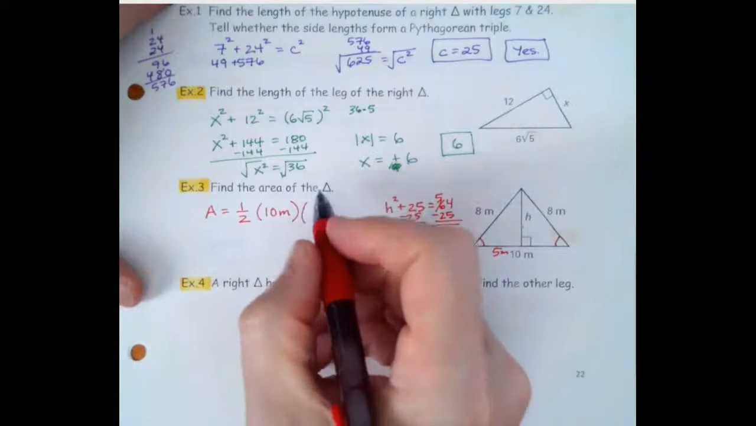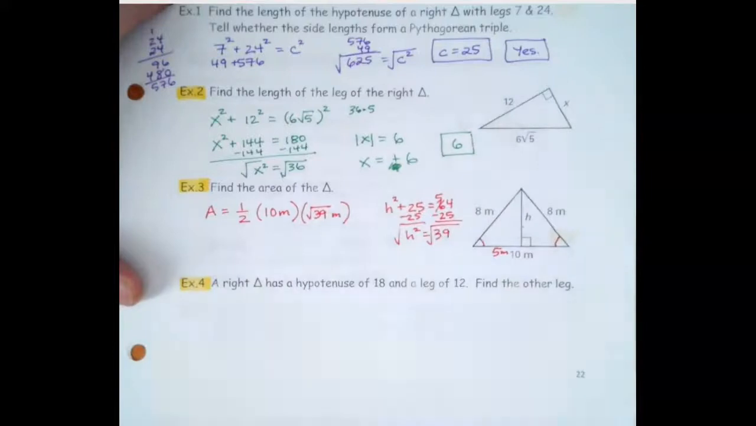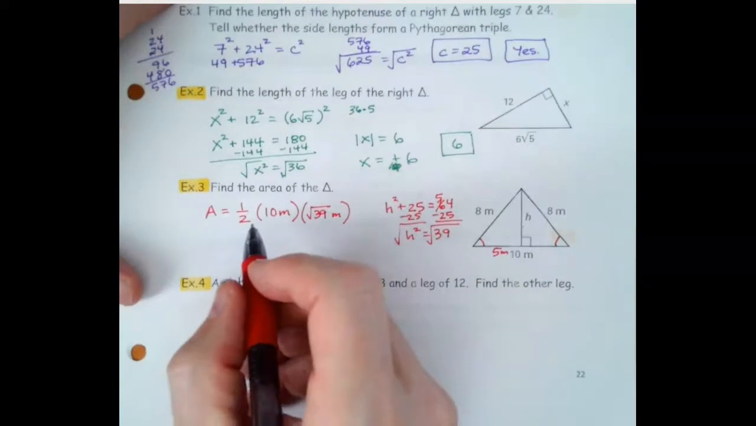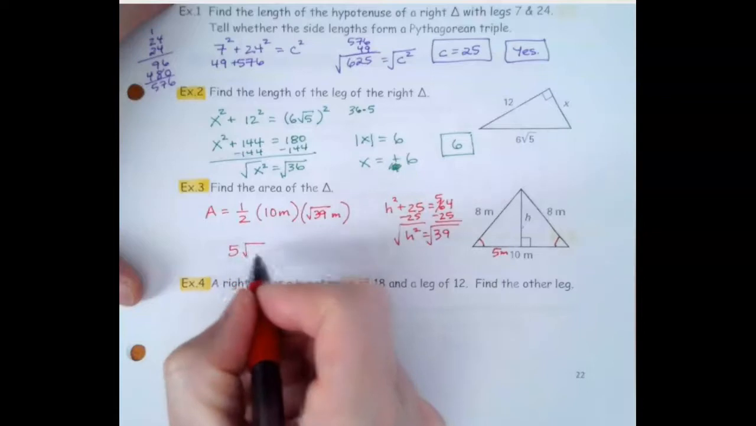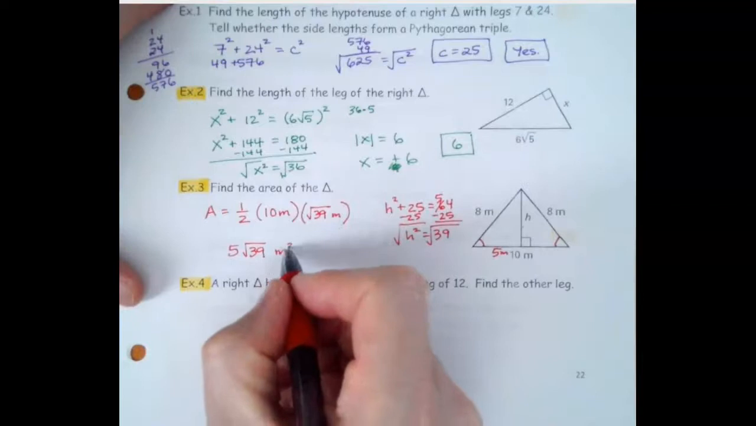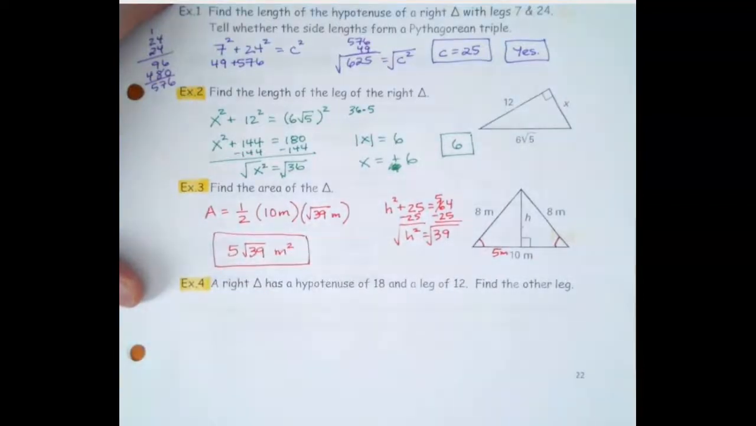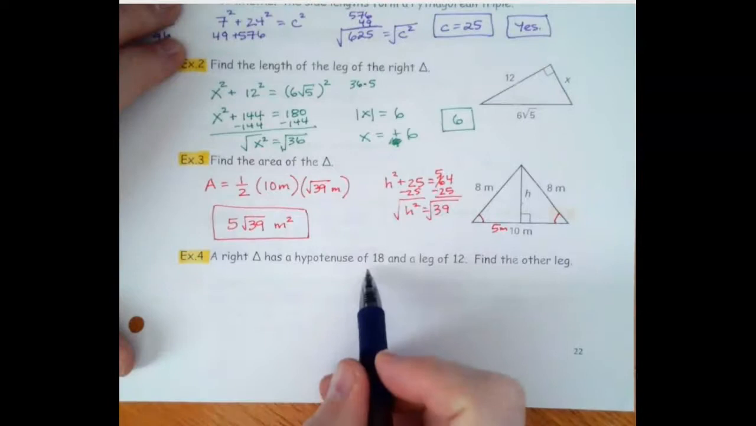Now, that is not going to simplify. So maybe some of you are thinking, oh, 3 times 13, but that's not helpful because those are not perfect squares. So we only reduce radicals if we have a perfect square factor, and 3 and 13 are not. So almost done here. Half of 10 is 5, and then we have root 39. And here you can see we have meters times meters, so that's going to be meters squared, which we should know anyway.